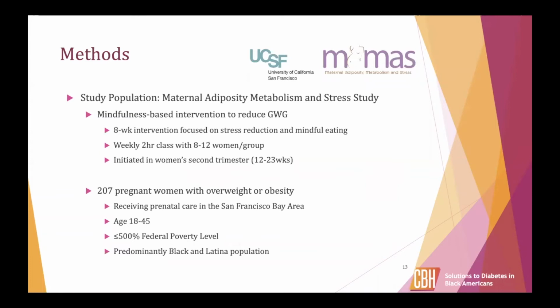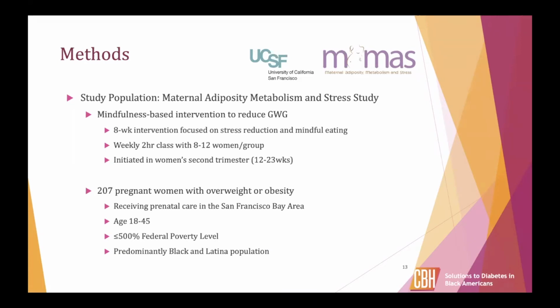All right, so now I'm going to transition to talking about the methods and giving a little bit more detail about the particular methods driving how we chose to pursue this research question. So the intervention context in which I was working was the maternal adiposity, metabolism, and stress study, the MAMA study, which was conducted as a joint partnership between UCSF and UC Berkeley. And this was an intervention targeting that stress pathway to reduce gestational weight gain and postpartum weight retention in women.